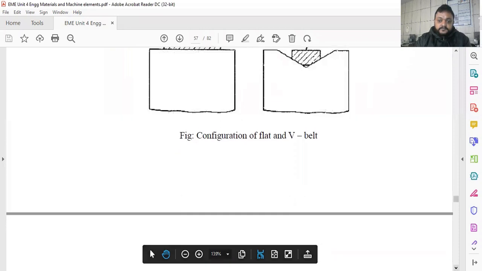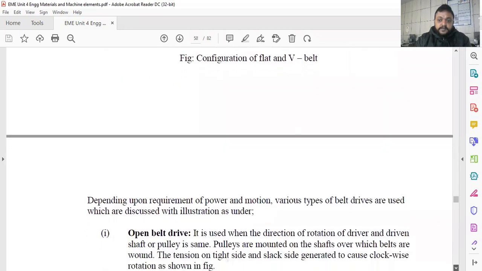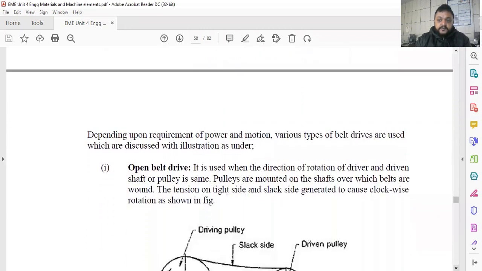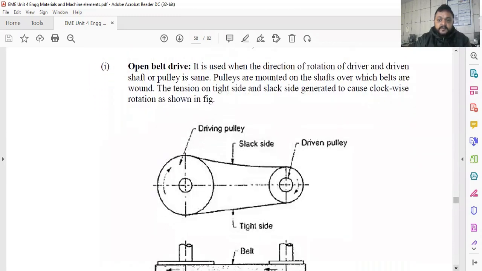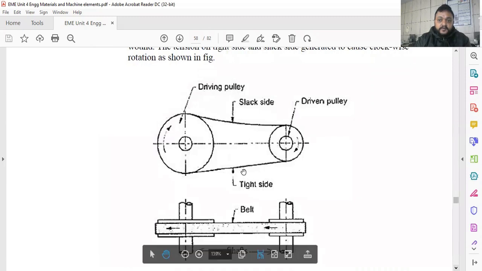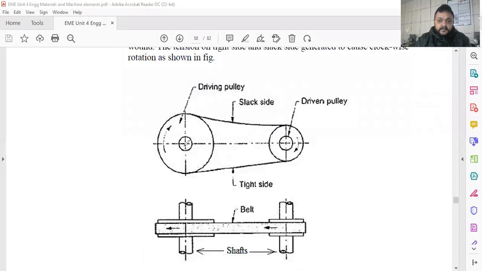Then, depending upon the power, motion, we have various types of the belt drive where open belt drive is there. So here you can see open belt drive is there. Very simple thing is there. This is the driving pulley. This is the shaft. Shaft is fitted with the pulley over the shaft. This is the driven pulley and belt is cycling.